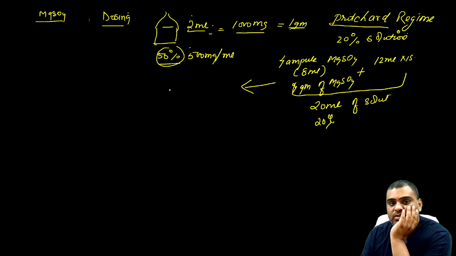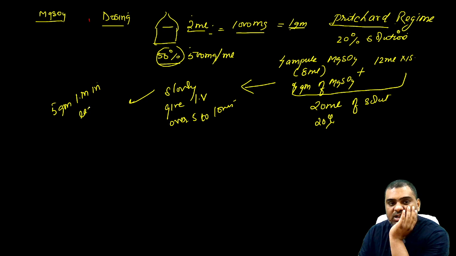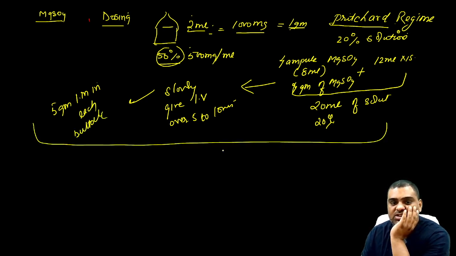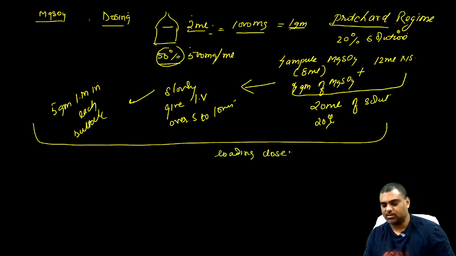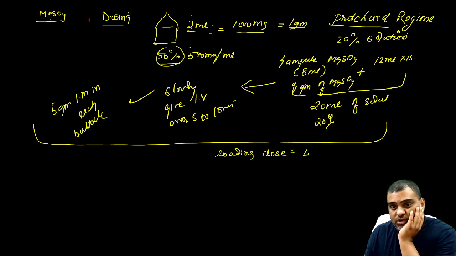Now what will you give? You will slowly give it IV over 5 to 10 minutes. Then you will give 5 gram IM in each buttock. This is the complete loading dose. Please remember, this is the complete loading dose. So how much loading dose have you given? You have given initially 4 gram, then you have given 5 gram on each buttock. So in total you have given 14 gram as the loading dose.